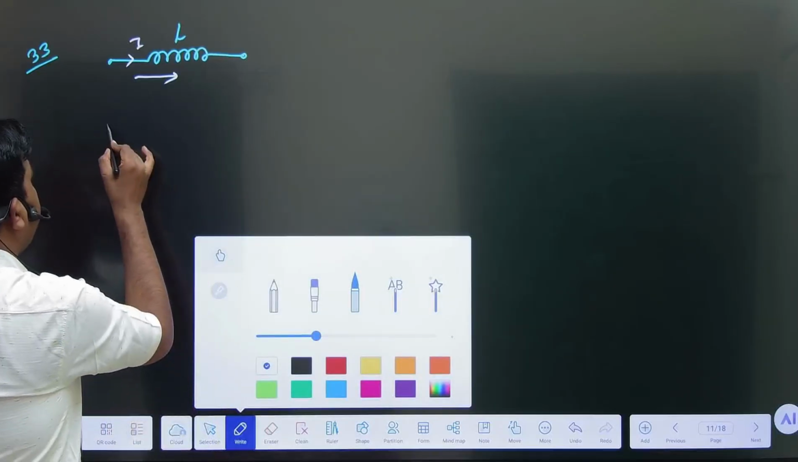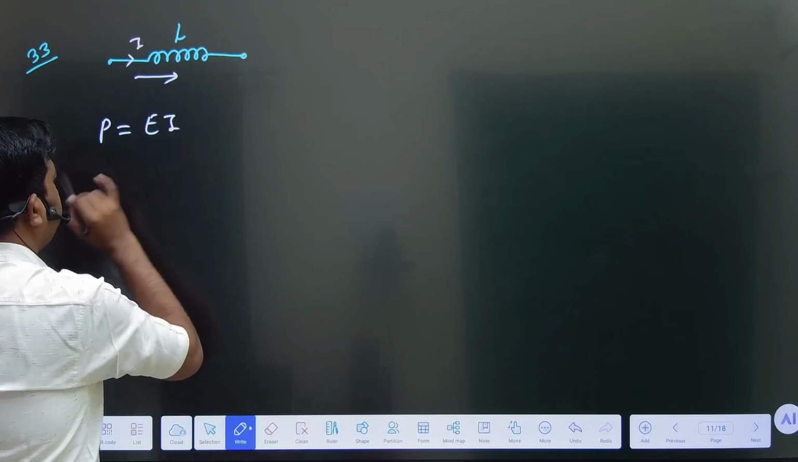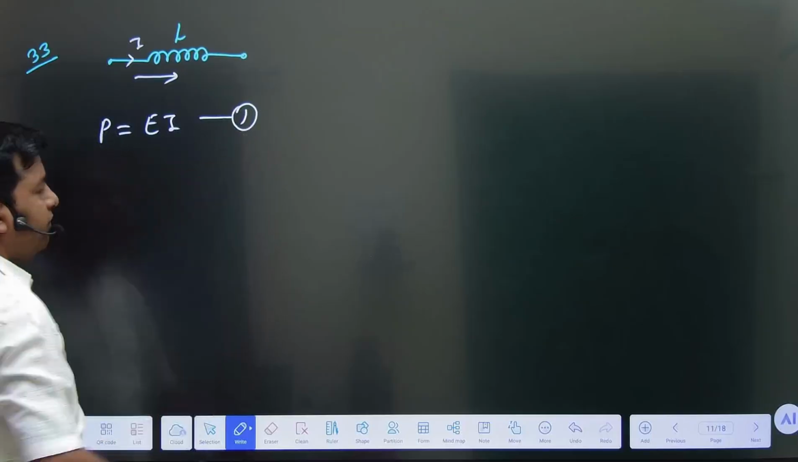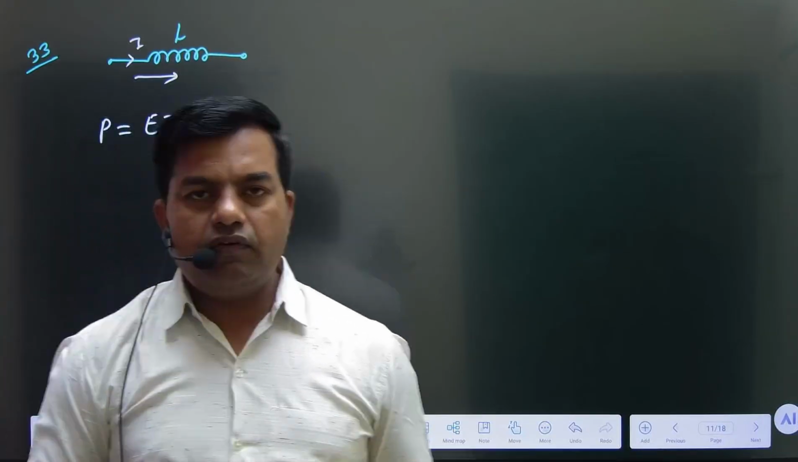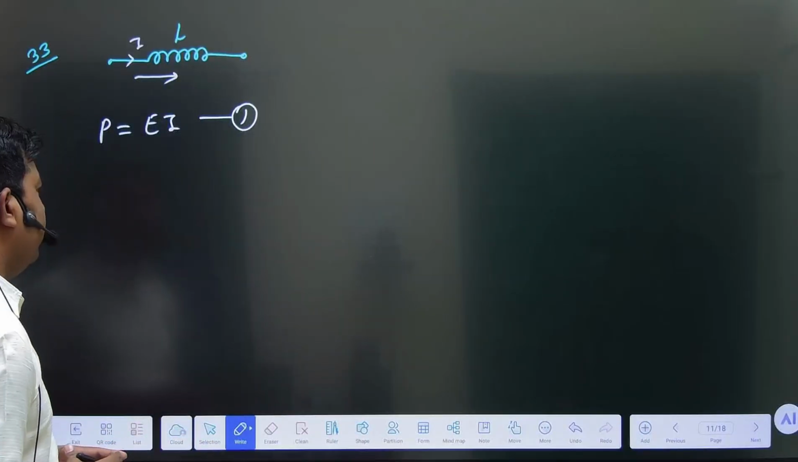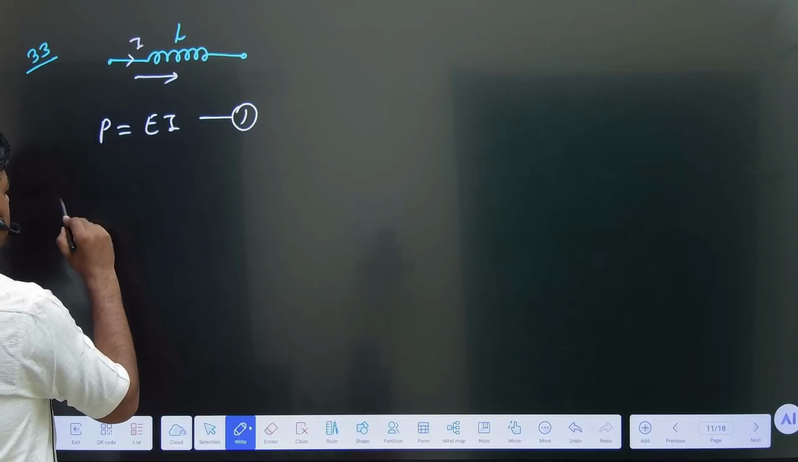Here we write the power of the inductor: power P equal to E into I. This is equation number 1. We get this relation from power P equal to VI. Here the EMF across the ends of the inductor is capital E, so power P equal to E into I. Clear to you?